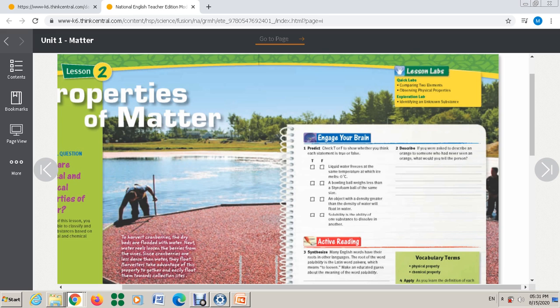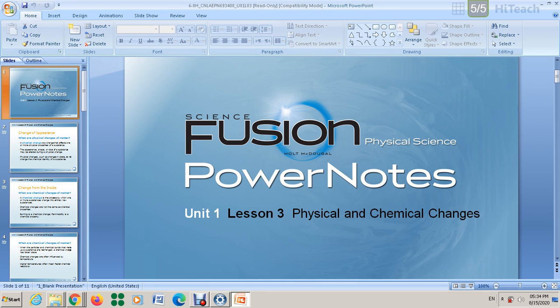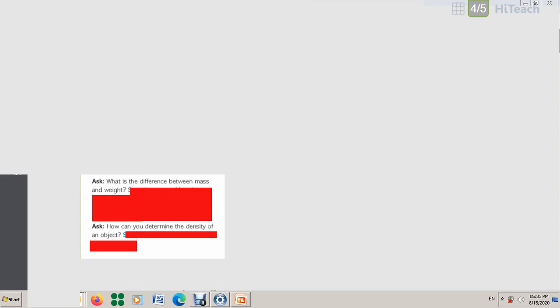To start our lesson, I'll ask you some driving questions to help you start with me. These questions are from your previous information, try to solve them now. I'll ask you these questions, then pause the video to answer them alone. Look at these two questions. The first question: what is the difference between mass and weight? What do you know about mass and weight? What's the difference between them?